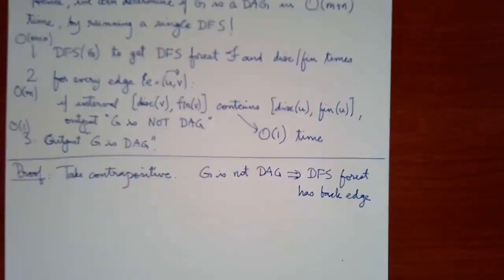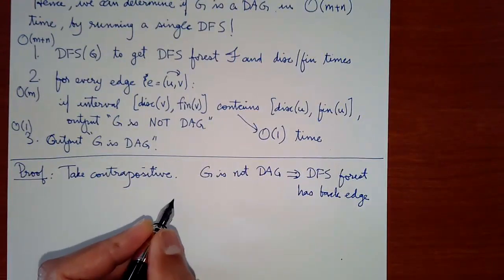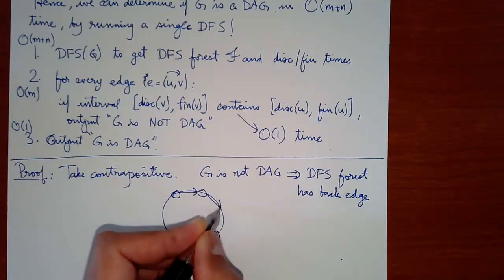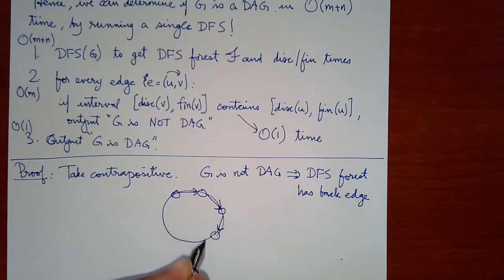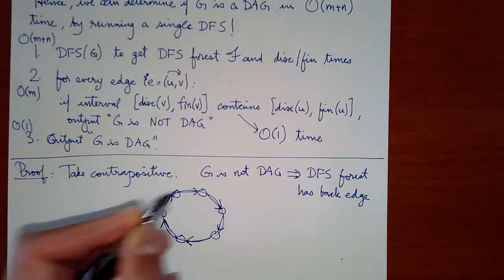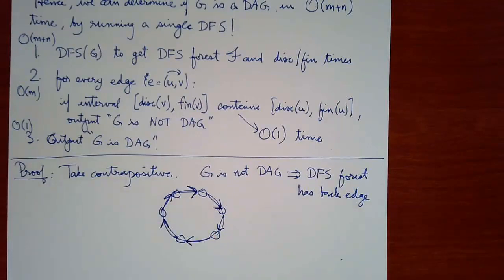So let me draw out some pictures and then we can figure this out. So you have some cycle here. Right? So G is not a DAG, so there is a cycle. How are we going to argue that there is a back edge? So maybe we want to show one of these edges is going to be a back edge. Why is that?